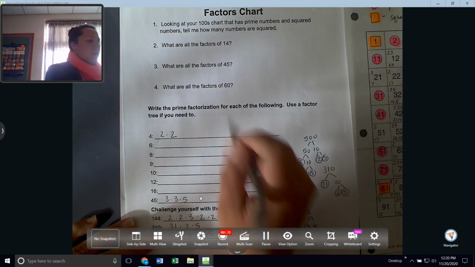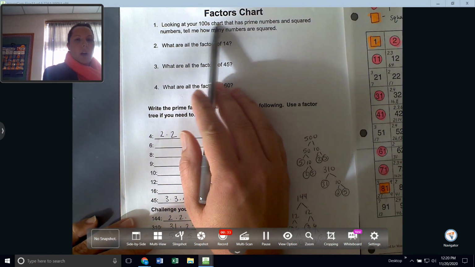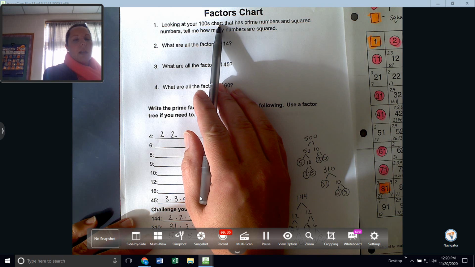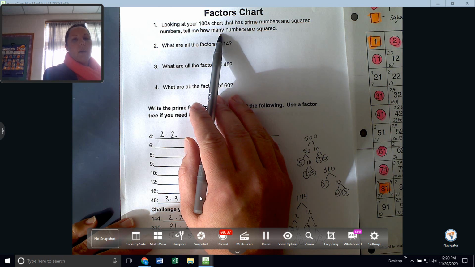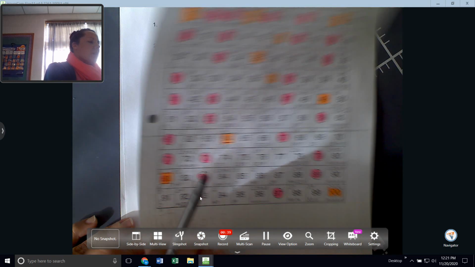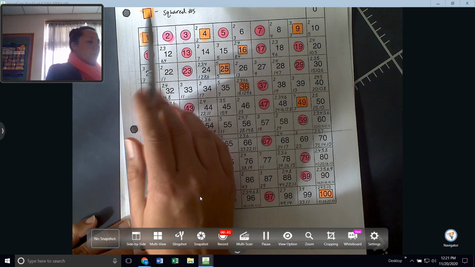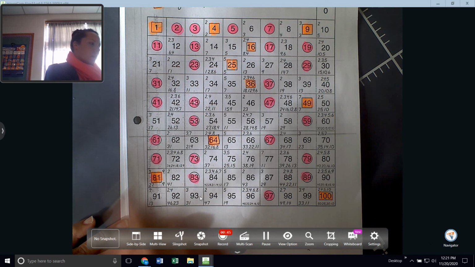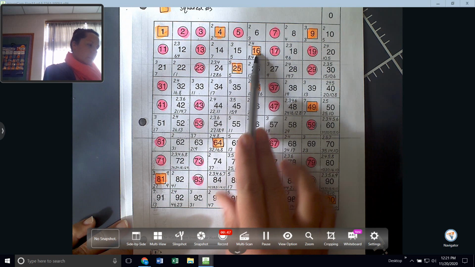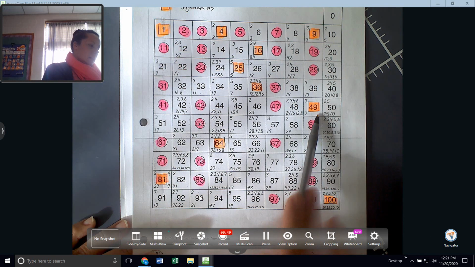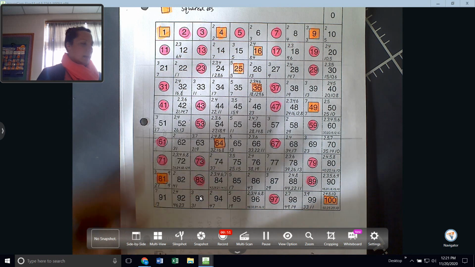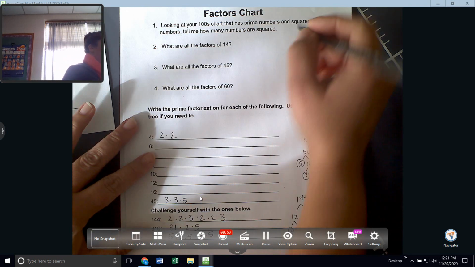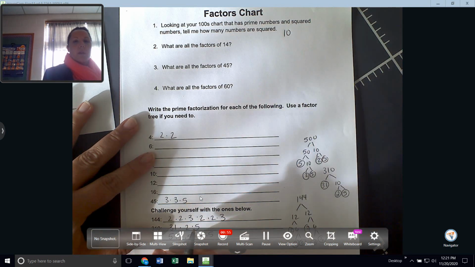Okay, so looking at your hundreds chart that has prime numbers and squared numbers, tell me how many numbers are squared. I've highlighted the squared numbers orange, so we just need to go through and count them. 1, 2, 3, 4, 5, 6, 7, 8, 9, 10. I'm going to put 10.